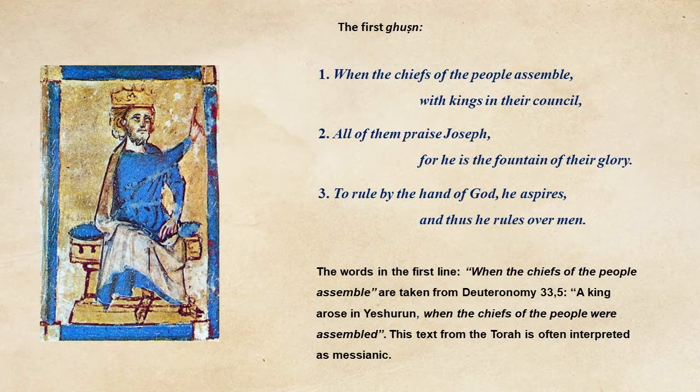Yeshurun is another name for Israel. So there's a king from Israel. That's why rabbis have seen this text as a messianic prediction, right? When the chiefs of the people were assembled. So when the chiefs of the people assembled, it's exactly the same words. In Hebrew, it's in an opposite order, but exactly the same words. This is definitely taken from that. So this text is usually interpreted as a messianic text. And we will see that this is relevant for the understanding of this Muwaššaḥ.